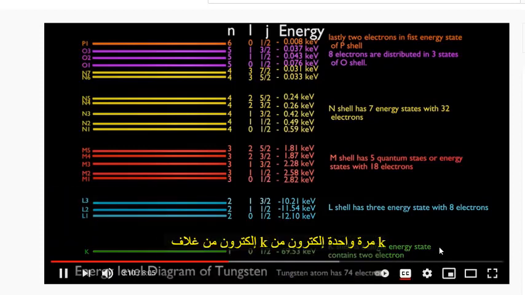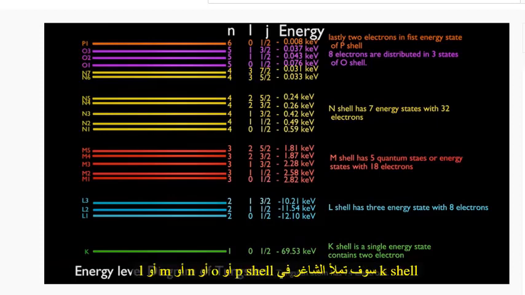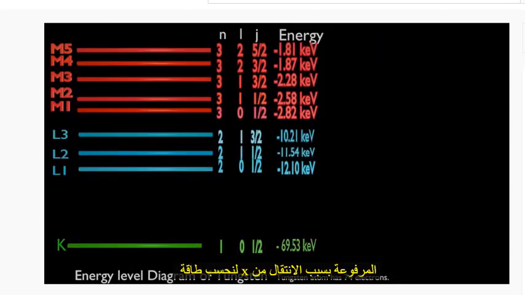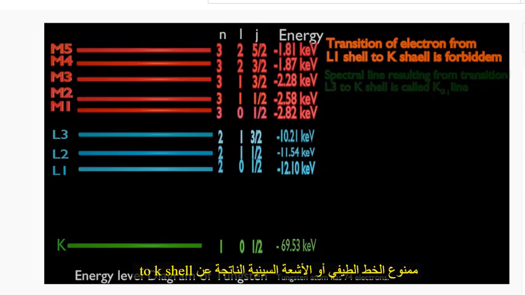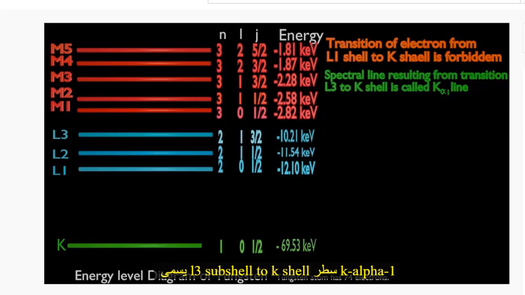Once an electron from the K shell has been removed, one electron from the outer L, M, N, O, or P shell will fill the vacancy in the K shell. Let's calculate the energy of X-rays due to transition from the L shell to the K shell. Transition of an electron from the L1 subshell to the K shell is forbidden. The spectral line or X-ray resulting from the L3 subshell to the K shell is called the K alpha 1 line.